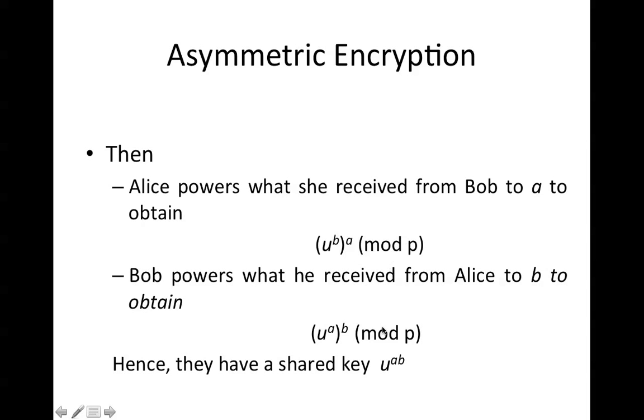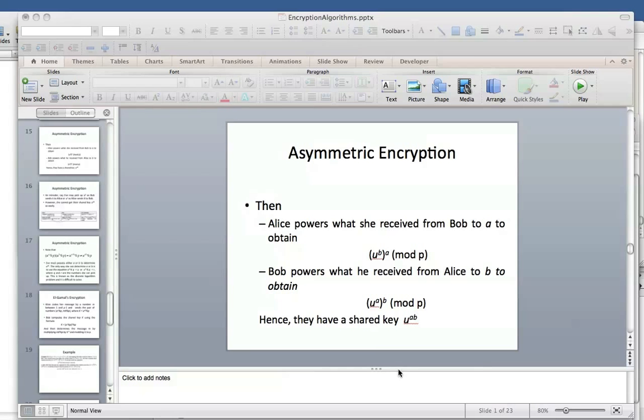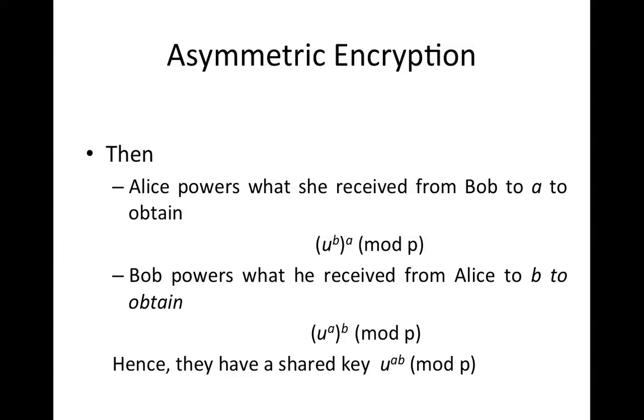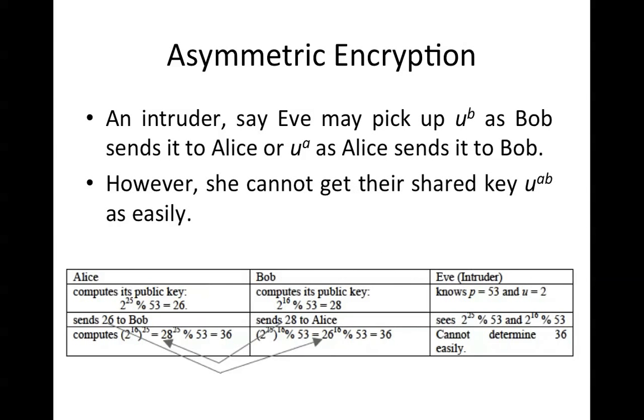So now they have a shared key. They have this u to the A times B mod p number. That is their shared key. That is exactly what it is. This must be mod p here again, just so that we have it complete. Let me actually write that down, even though I said that if mod p is missing somewhere, it has to go in there. So there's your mod p.